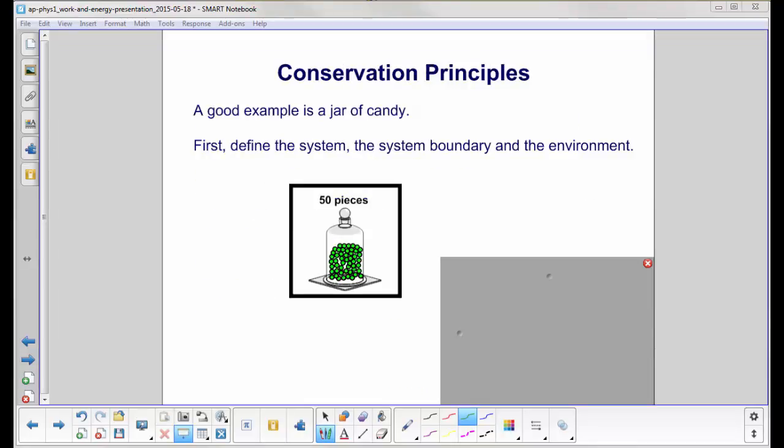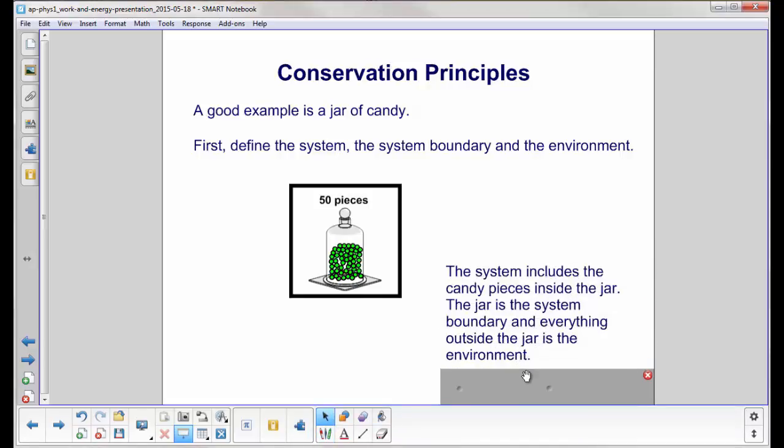Let's take a simple example. We'll take a jar of candy. Candy is shown right over here. It has 50 pieces in it. So we're going to first define the system boundary, and the environment. Just take a second and look at the picture, and then we'll pull down the answer. The system will be the candy pieces inside the jar. The jar will be the system boundary, and everything outside the jar is the system environment.